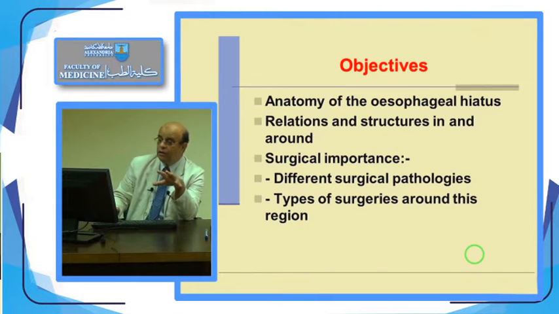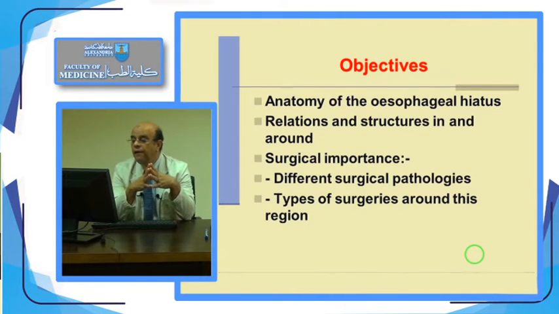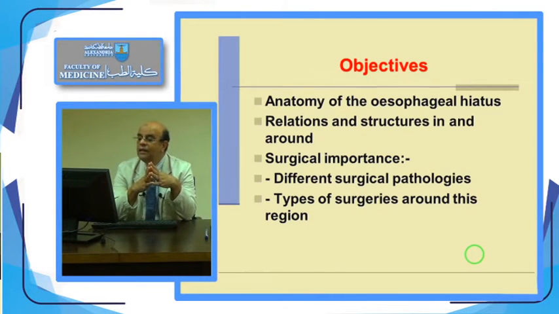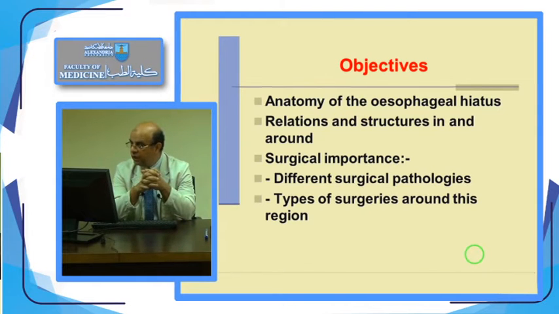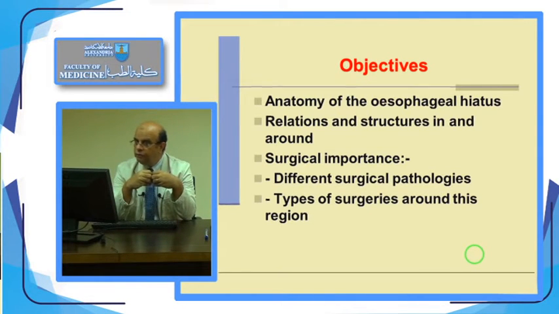The objectives of this topic is to demonstrate the anatomy of the esophageal hiatus, the relations and structures in and around this hiatus, and the surgical importance of the anatomical composition of this area.